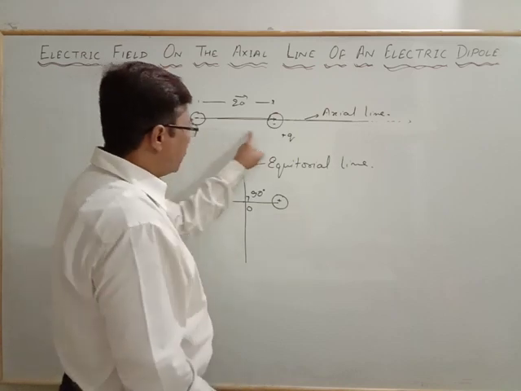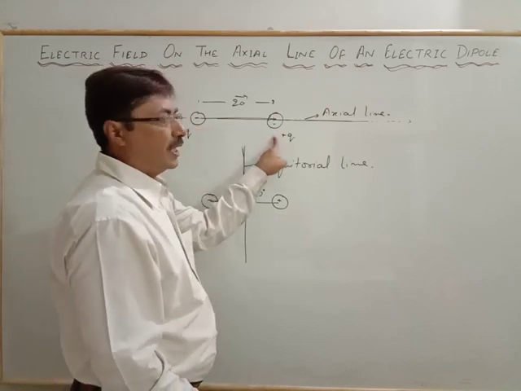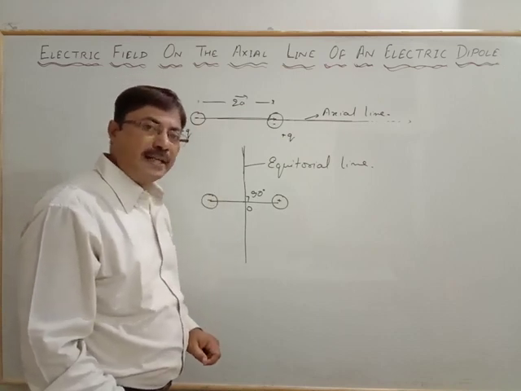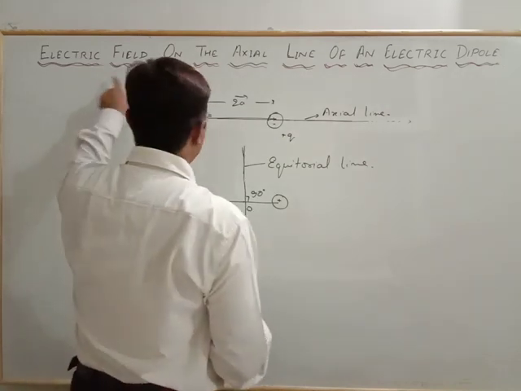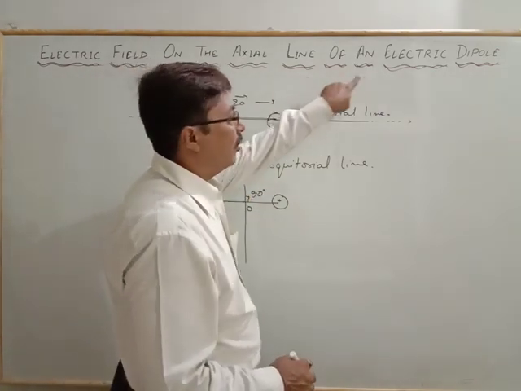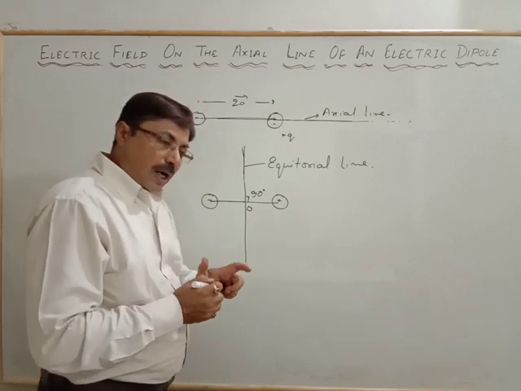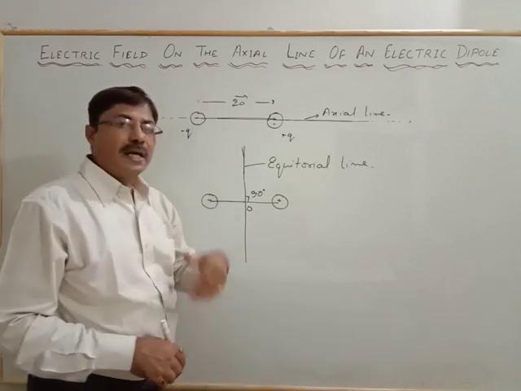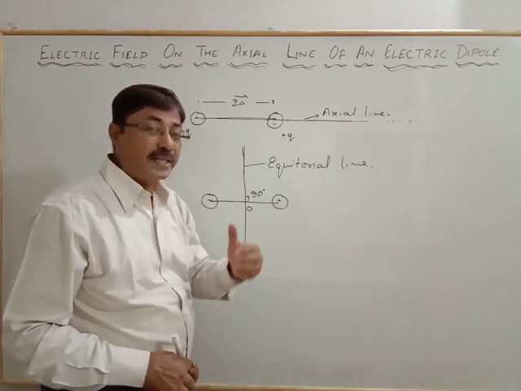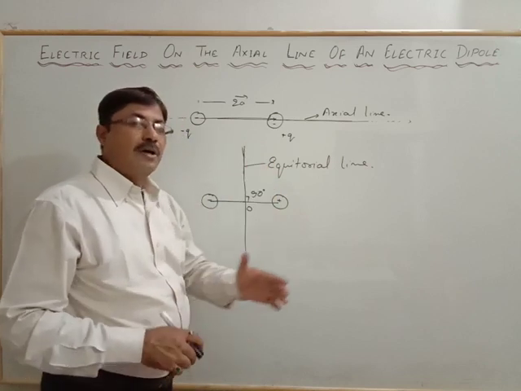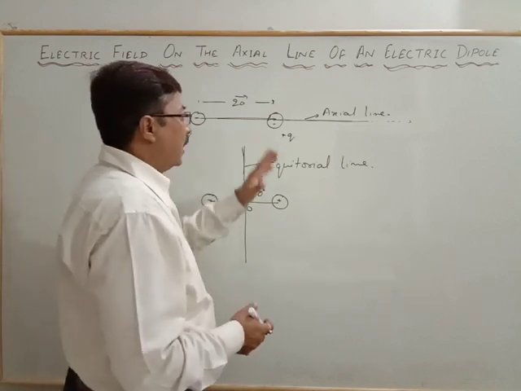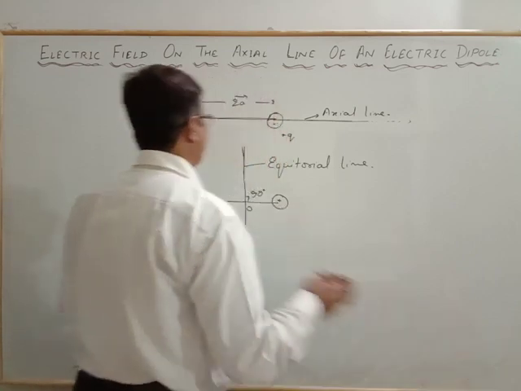And the line which passes through the centers of the charges and extends on either side is the axial line. Now our topic to study is the electric field on the axial line of an electric dipole. In the last video, we discussed that a dipole always exists with a short, not long, distance between the two charges. So we consider the short electric dipole here.